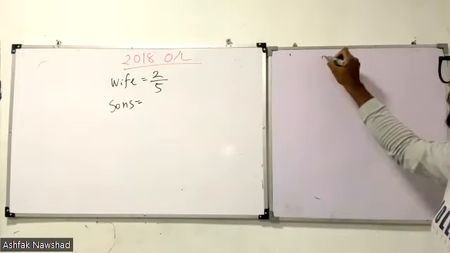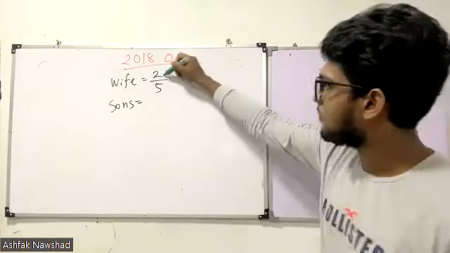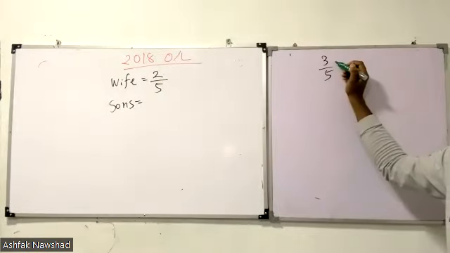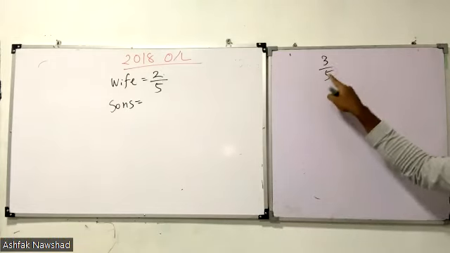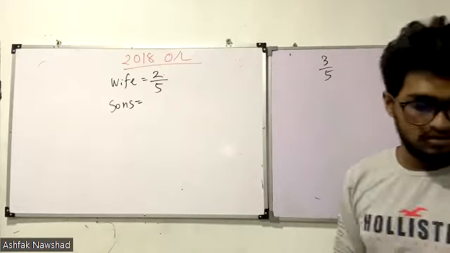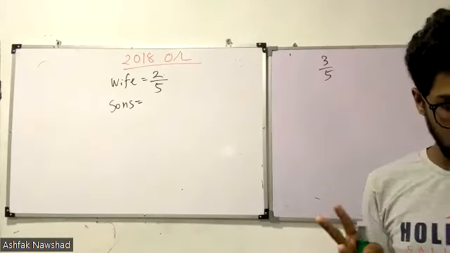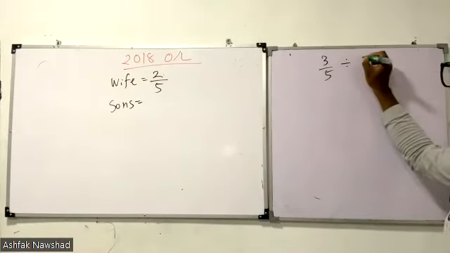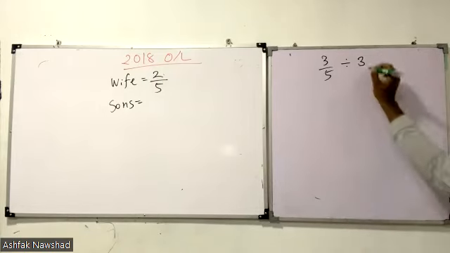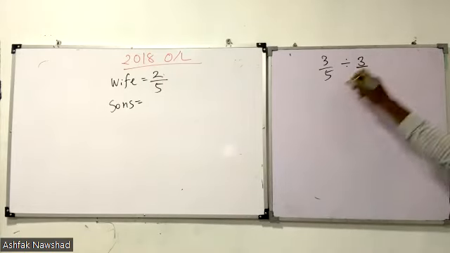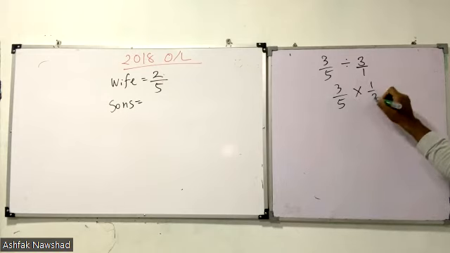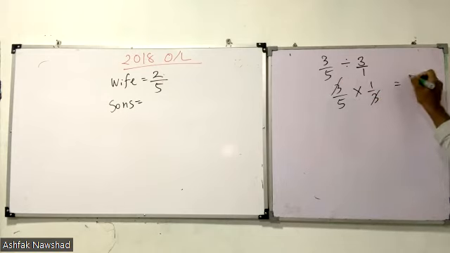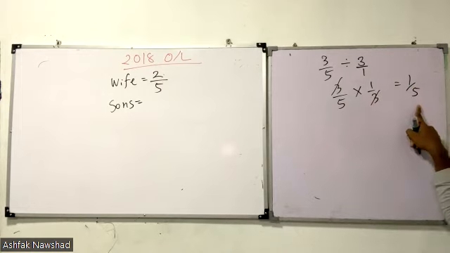Yes, if he gave 2/5, 3/5 is remaining, right? Out of 5, he gave 2, so 3 is remaining. So he was planning to divide this equally among his 3 sons. So how many sons he had? 3 sons. So you just have to divide this by 3. So the denominator is 1. You know how to divide. 3 out of 5 multiplied by 1 out of 3. So this amount will be received by 1 son.